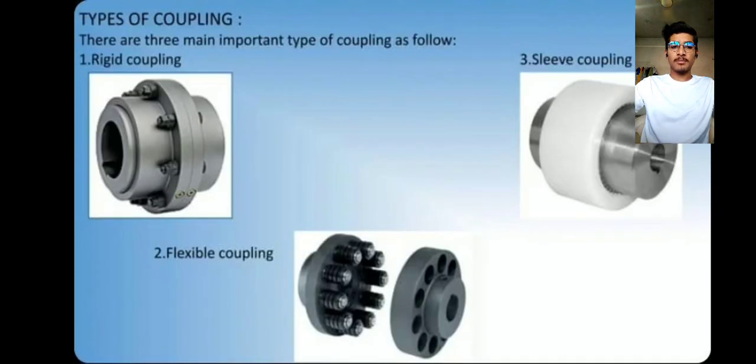So these are the types of coupling. There are three main important types of coupling, which are rigid coupling, flexible coupling and sleeve coupling. You can see the pictures below.